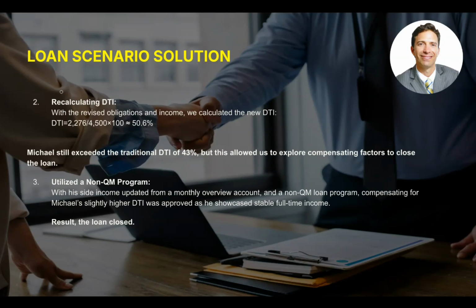So in this case, we utilized a non-QM program with his side income updated from a monthly overview account. A non-QM loan program compensating for Michael's slightly higher DTI was approved as he showcased stable full-time income. So the loan in this case resulted as closed or approved, and then it eventually closed. That's how we solved this specific loan scenario problem.